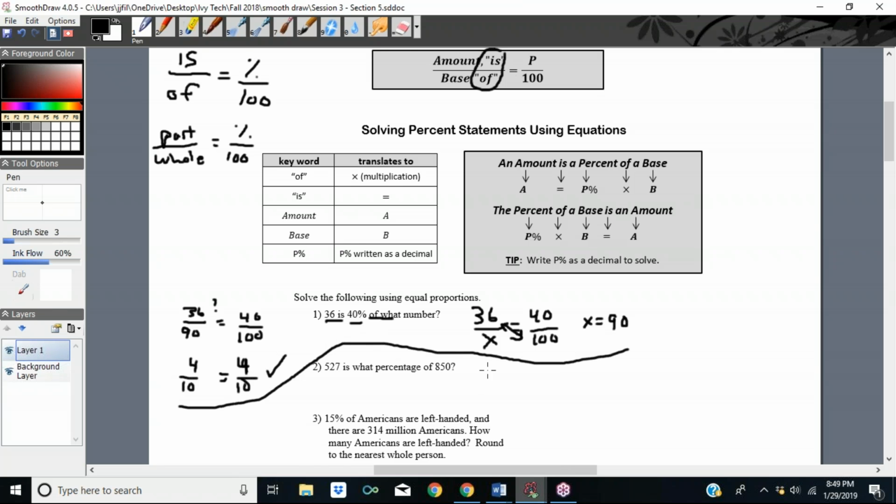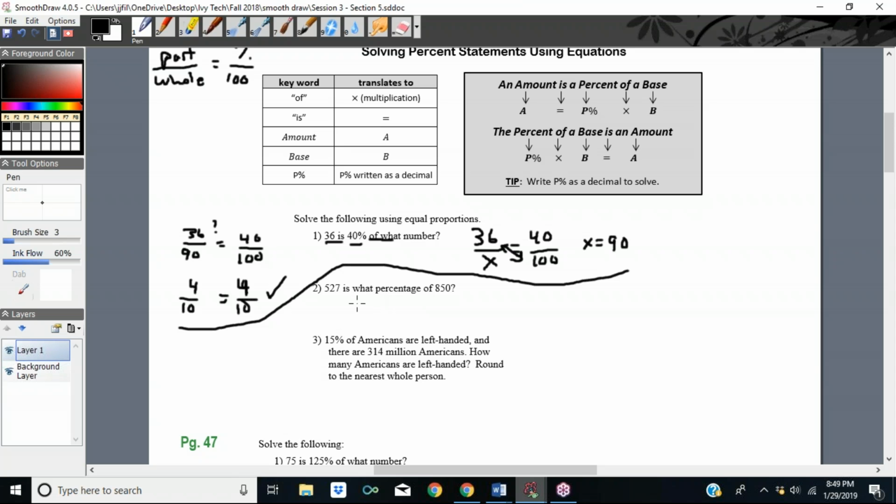And then number 2, 527 is what percentage of 850? So we're going to do 527 of 850. And it says what percentage? So we don't know the percent. So we're going to do 527 times 100 divided by 850. And we get 62%. So it's just straight 527 times 100 divided by 850. And we know that we're getting the percent, so put a percent sign on the end. In web work, you might not have to put the percent sign in. I'm not sure. I don't remember.